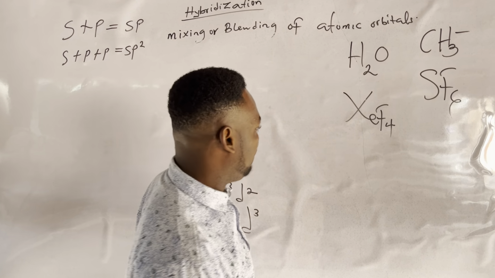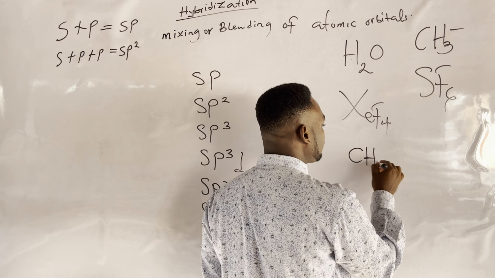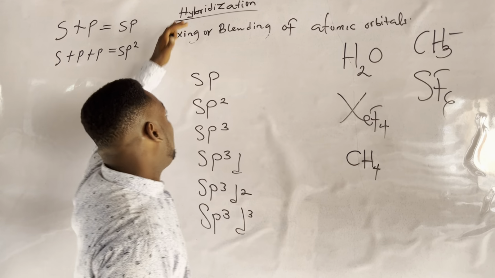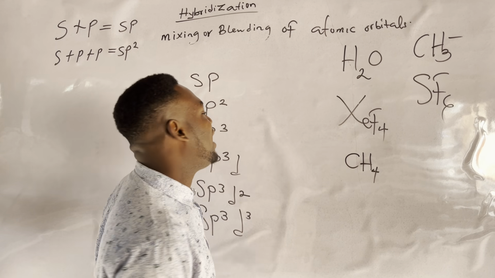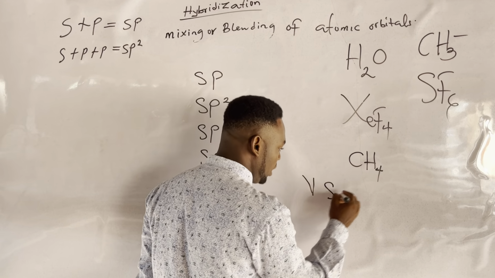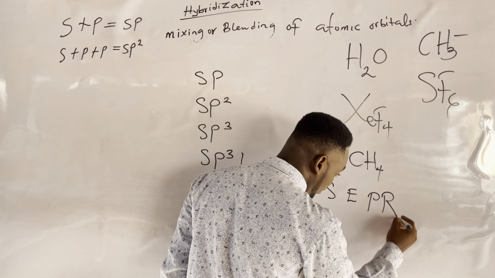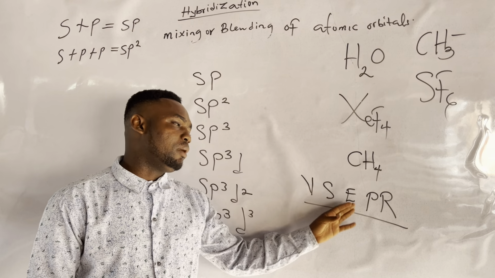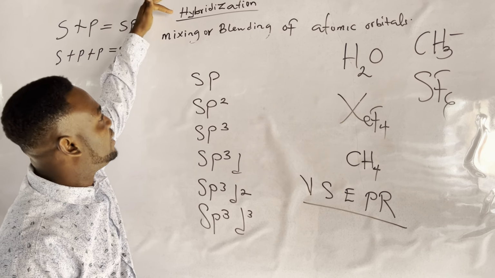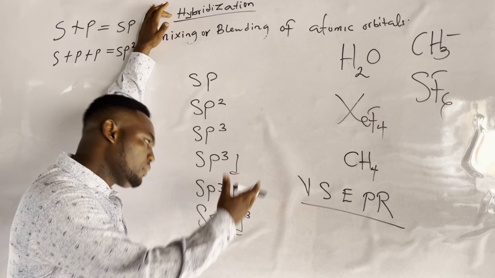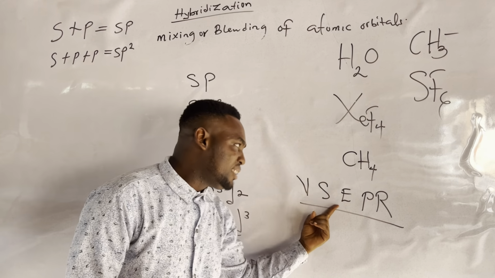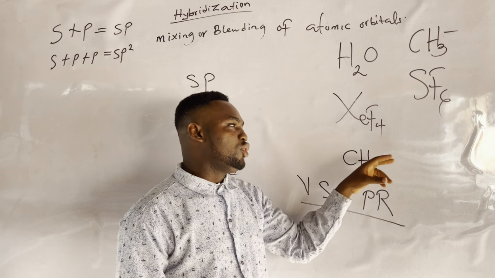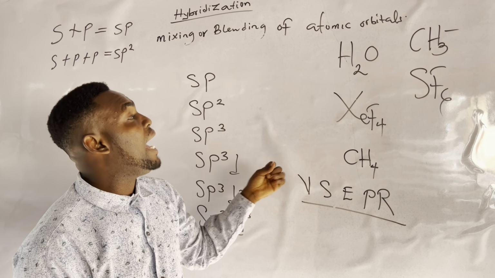For example now, if I give you a molecule like CH4, of course, how to determine hybridization of molecules like this? We say we use valence shell electron pair repulsion, VSEPR theory. We use this theory, valence shell electron pair repulsion, to determine the hybridization of molecules like this. But when you want to do that, you first of all draw the Lewis structure of each of these molecules before you will be able to determine the hybridization.